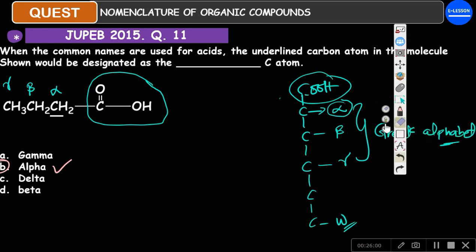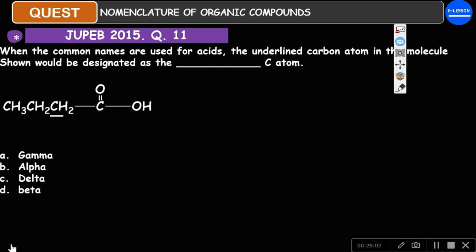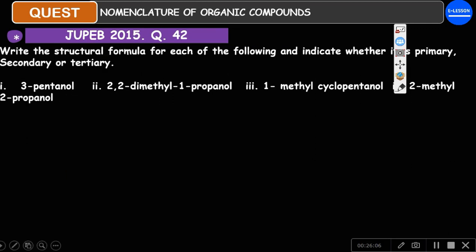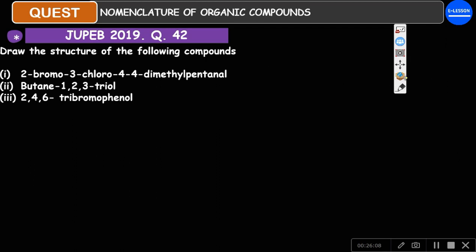Now let us go to the next one quickly. The next question says, draw the structure of the following compound. So we are going to draw the JUPEB question. This is not question 42, this is a theory question. Draw the structure of the following compound: 2-bromo, 3-chloro, 4,4-dimethyl pentanal. Now, firstly, you have pentanal. Pentanal is telling you that it's an aldehyde functional group.